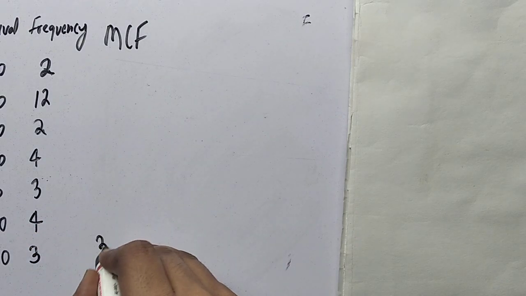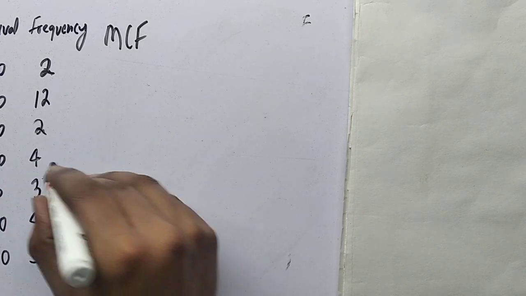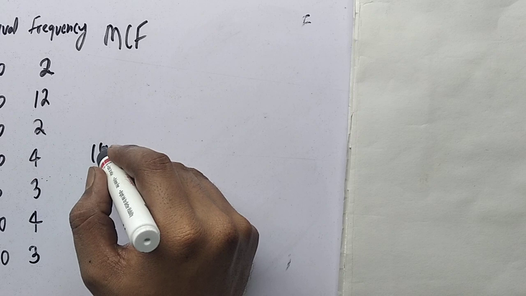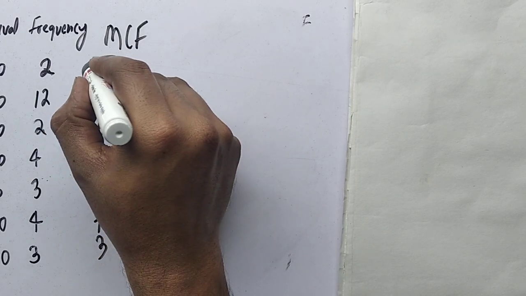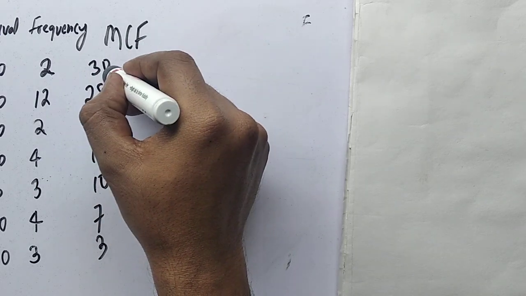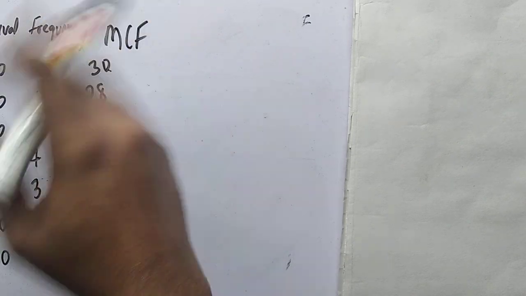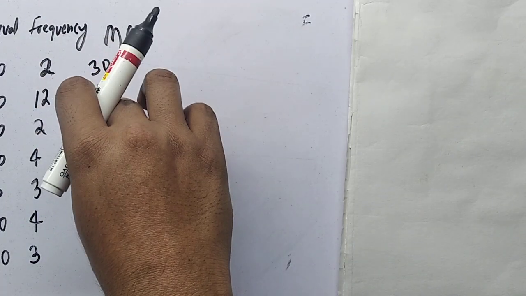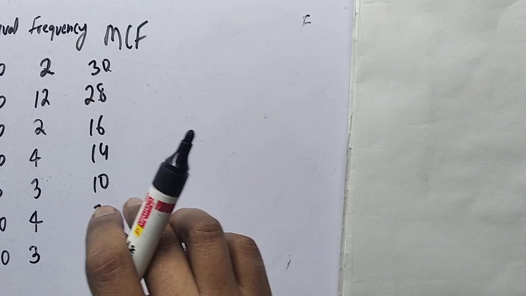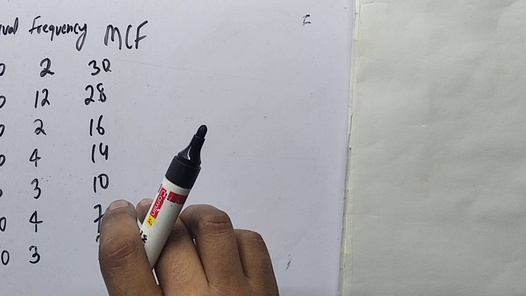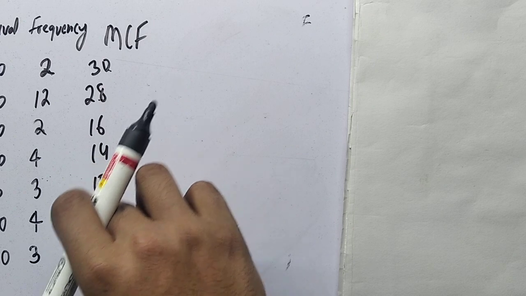This is 3 plus 4, 7; 7 plus 3, 10. This is 14. Next 16, 28. So we'll get 30. Or also you can write here 30. Now next you have to subtract: 30 minus 2, 28; 28 minus 12, 16. So keep on subtracting. We are going to get these values: 30, 28, 16, 14, 10, 7, 3. Okay, correct.